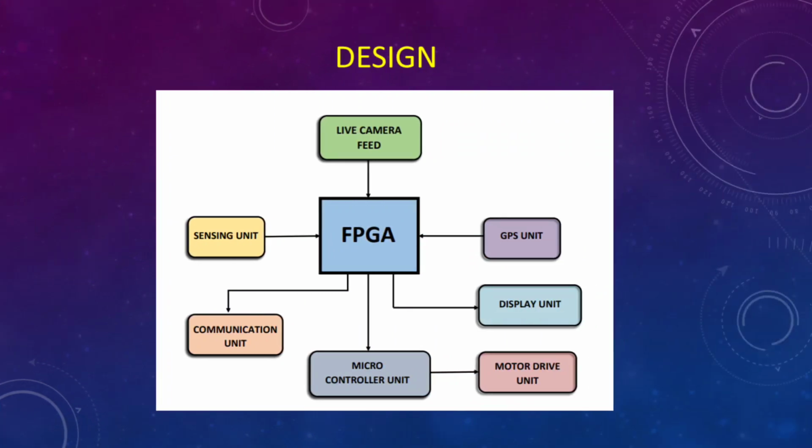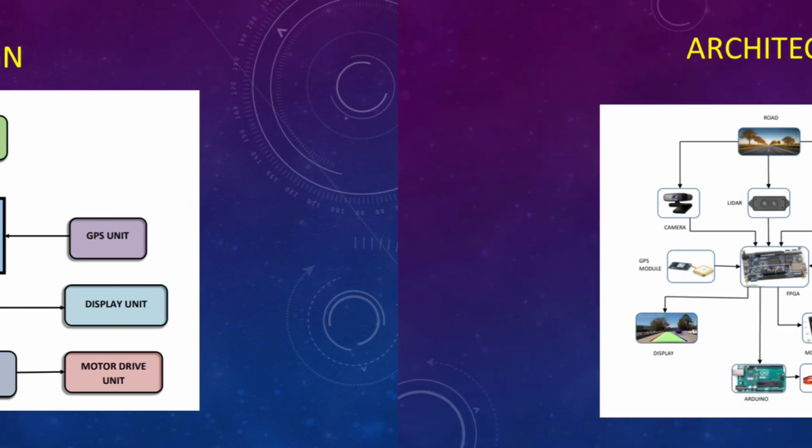Let's see how the design works. Here, the camera, sensing unit and GPS unit send the data to the FPGA. The FPGA processes the data and sends it to the displaying unit, microcontroller unit and communication unit.